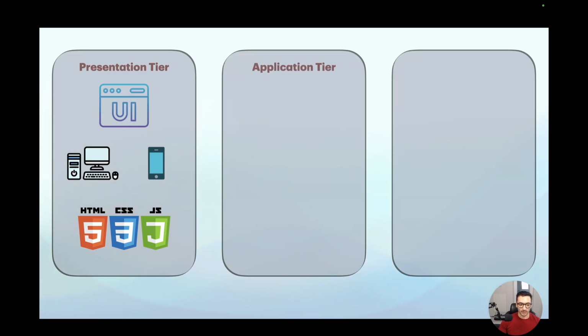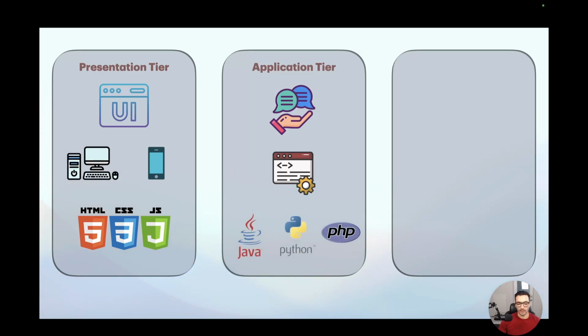The application tier, this is the logic tier that sits between the presentation and the database, and it's responsible for communicating between the two. So any information gathered through the web tier is processed in detail in this tier, and it also interacts with the database where data is stored. The tier is developed using languages like Java, Python, PHP, etc.